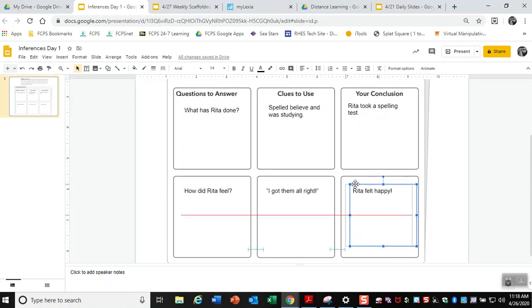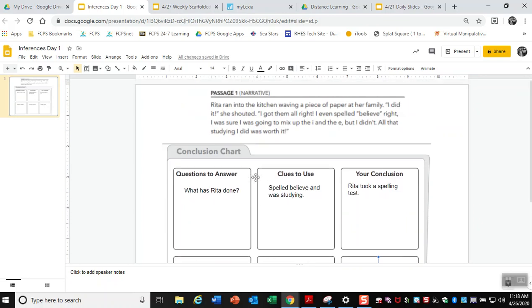We're going to continue working on inferences this week when we meet, but I wanted to give you this as an example for you to reference what we'll be working on this week when we work together.